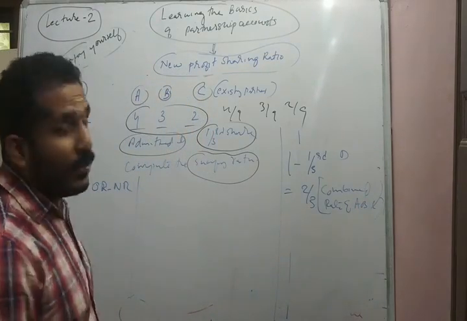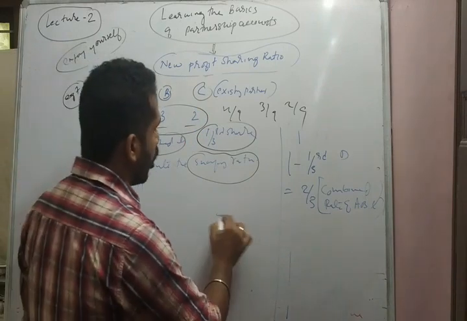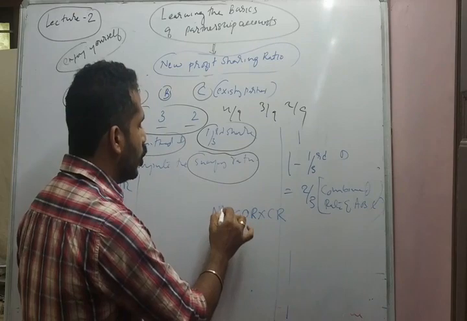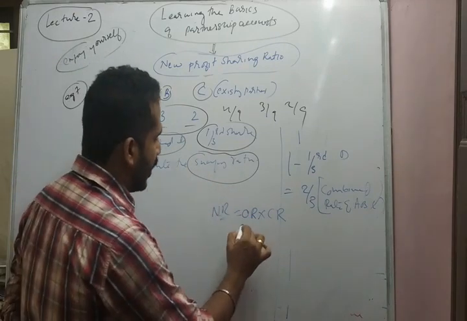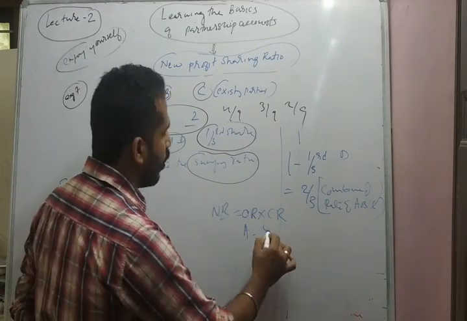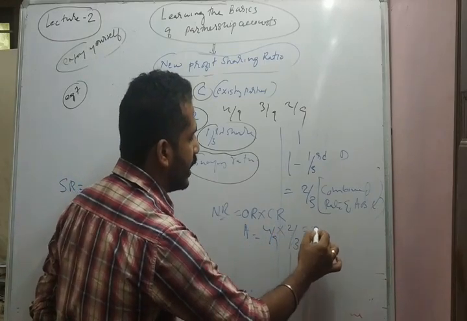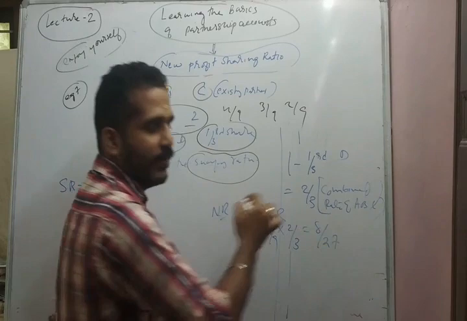Then how will we arrive at the new ratio? Old ratio into combined ratio, that is the new ratio. Okay, then for A, what is the old ratio? 4/9 into what is the combined ratio? 2/3. Then we will get 8/27.